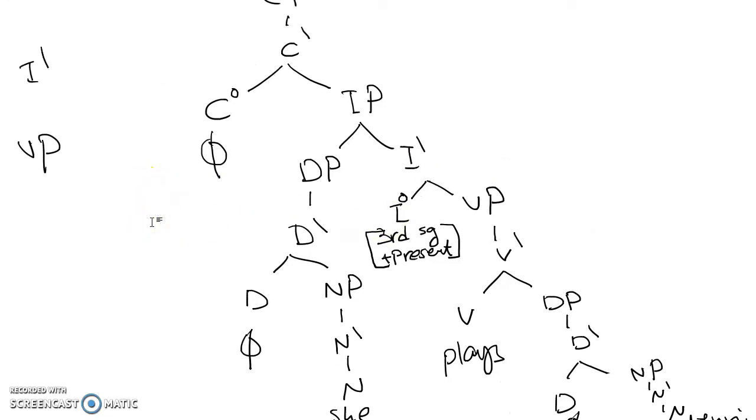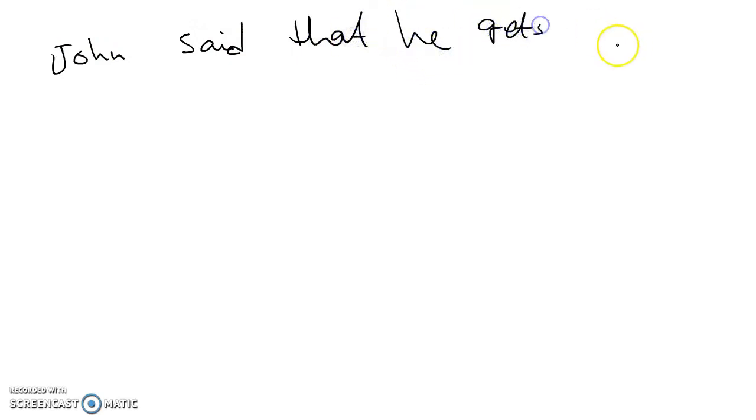Let's go ahead now to see a sentence that consists of a CP. I'll take a simple sentence, for example, John said that he gets a high mark. We have to think about this sentence by considering that this is the subject of the sentence and this is the verb.